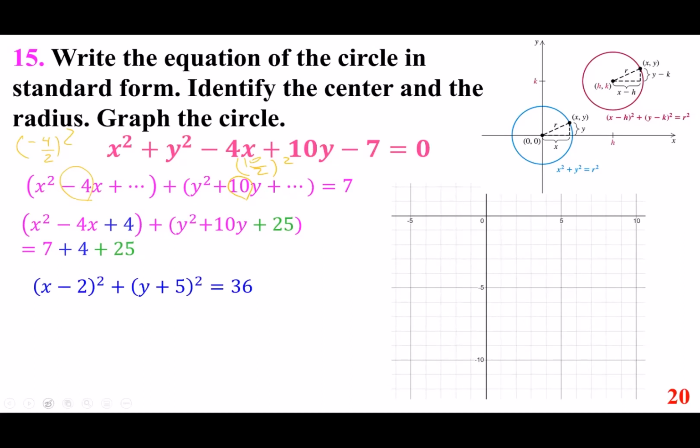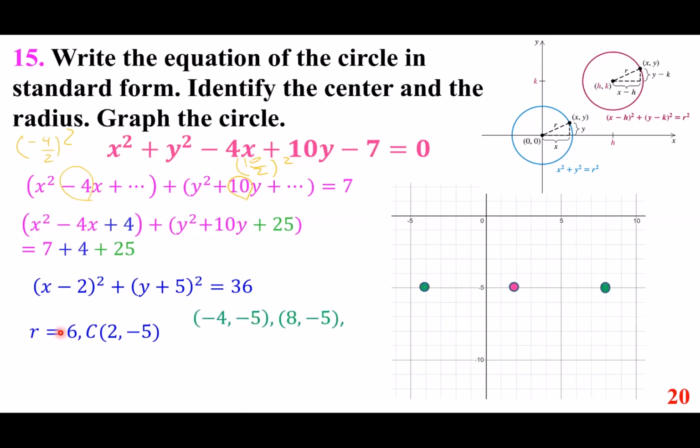Therefore, this circle is located at +2, -5, with the radius being the square root of 36, which makes it 6. We put the center at 2, -5. This is the axis we have. So because the radius is 6, we're going to go 6 units to the right and left. We're going to go 6 units up and down.